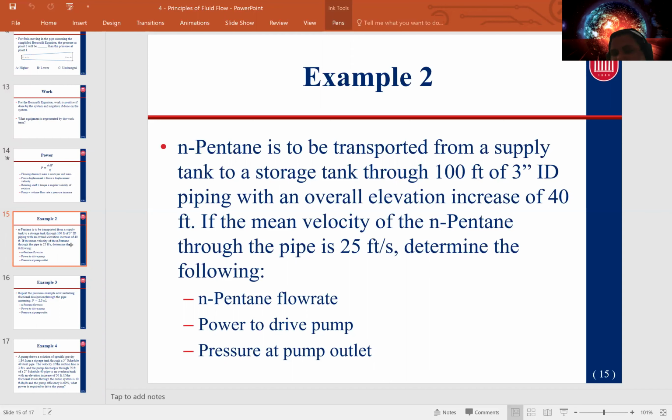So I'll give you guys a second to jot some of that down, and then I'll work through this one with you all here in a minute. So got 100 feet length, 3-inch pipe, elevation 40 feet.